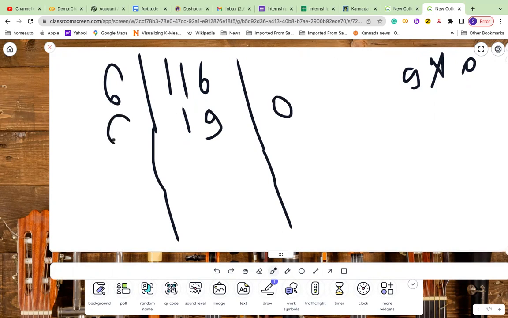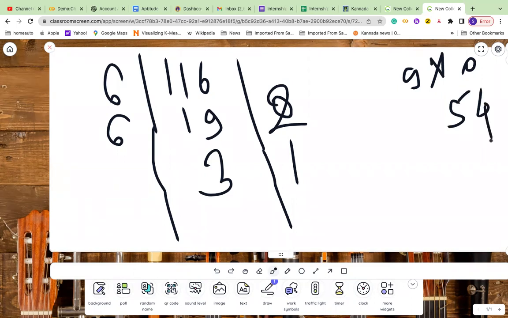So next 6 3 is 18. 1. Sir, remainder 2. Where is 56, no, 54. Yeah, okay, sorry, 54. 54, correct? So remainder is 2. So what is the number? 312 in base 6.